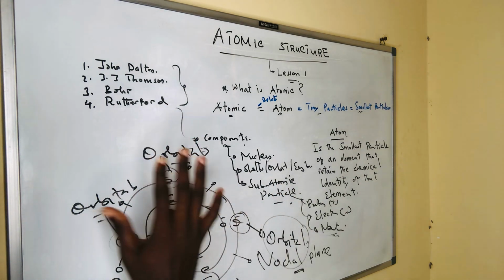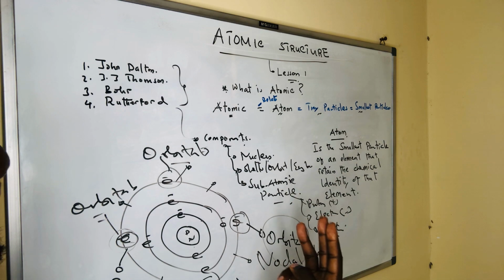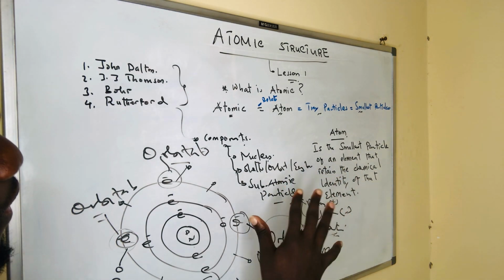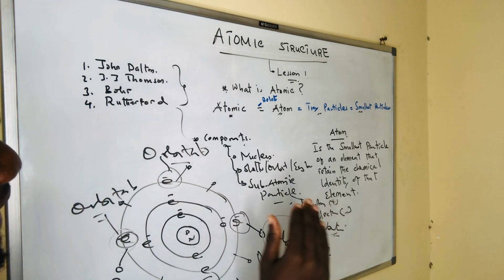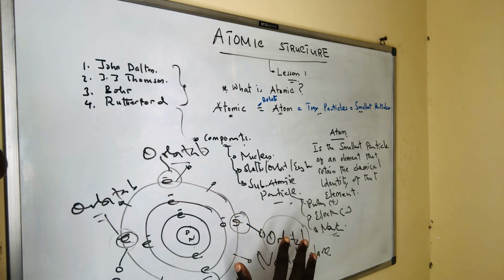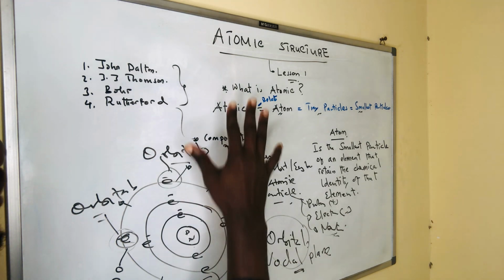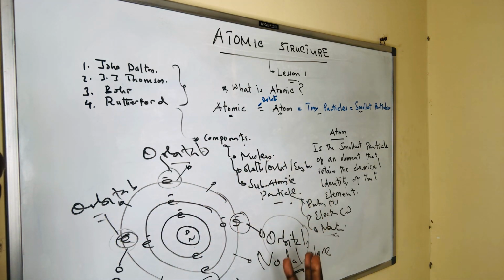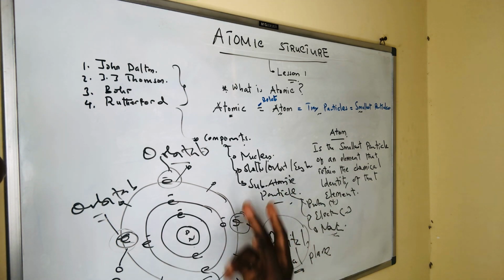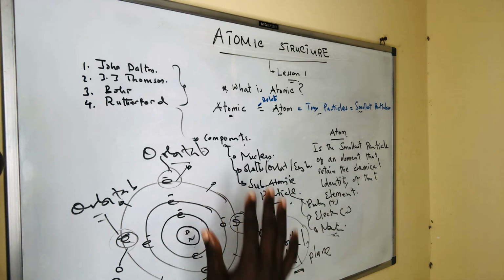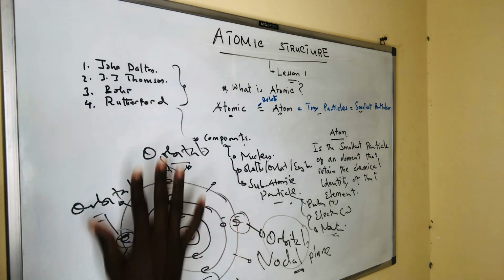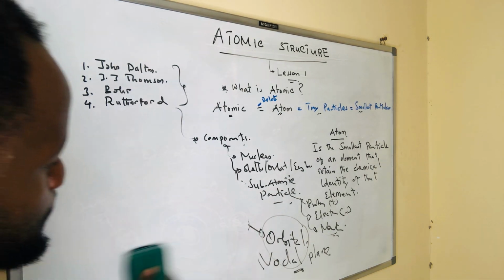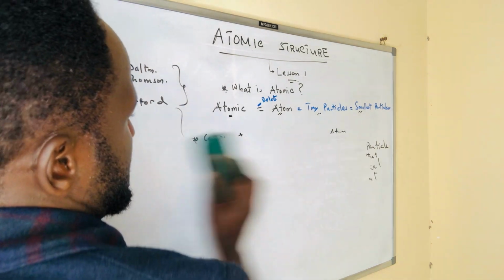So kitu cha msingi kuelewa hapa ni how can you define atom? And we said atom is the smallest particle of one element that retain the chemical identity of that element. Also, we have seen that atom, it is made by three components. Number one, it is called the nucleus. Number two, it is called the shells. And number three, it is called the subatomic particles. Hivyo ndio vitu vya msingi vya kuelewa kwa hapo mwanzo. Then after tuongezee kitu kidogo.